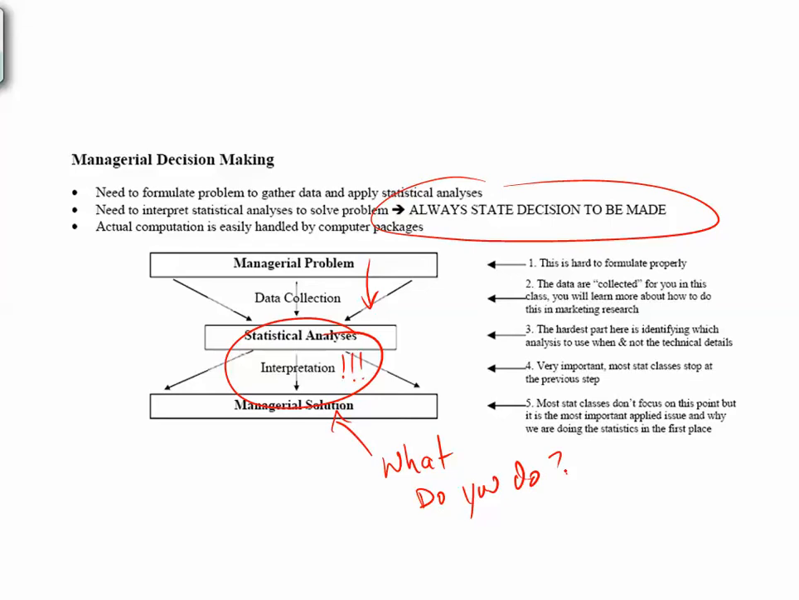So this is where this class might differ just a little bit from, say, a math statistics course. In a math statistics course, or maybe a marketing statistics course, they would spend a lot of their time on the managerial problem, the data collection, and the statistical analysis. We're going to focus on these last 2. We're going to use the computer to give you the statistical analysis output, and then it's going to be up to you to understand or interpret what that output is telling you.